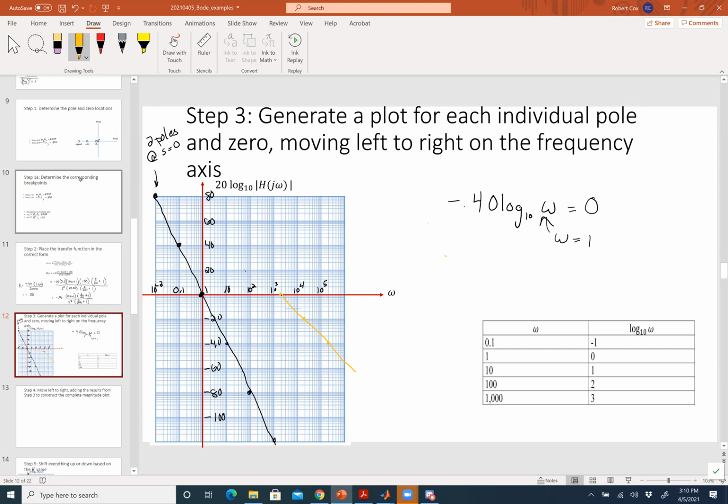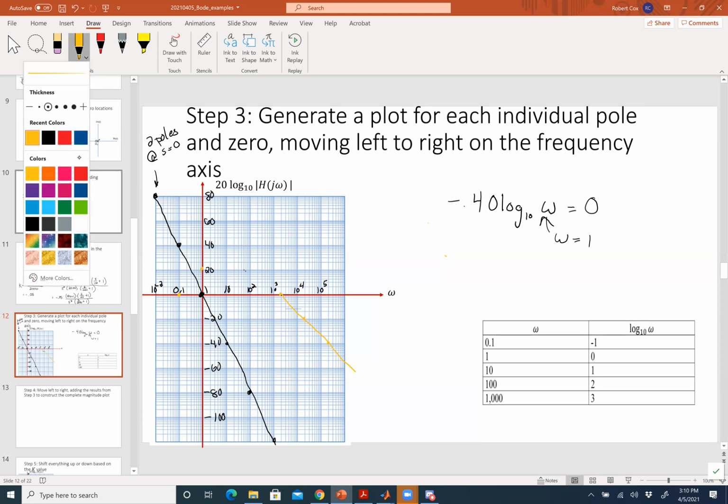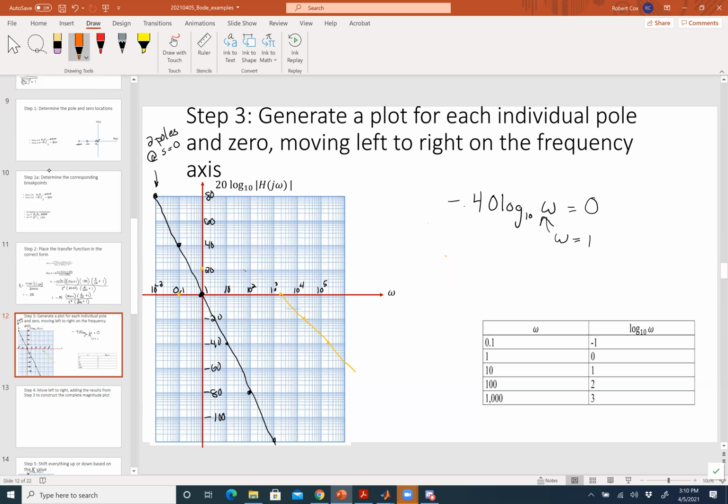Okay. All right, so it's right here. And at 1 radian per second, it would be at 20 dB. I should be doing a different color again. We'll do the orange here. All right. So there's this. Where would it be at 10 radians per second? 40, then 60, then 80. Okay. So it's going to go like this.